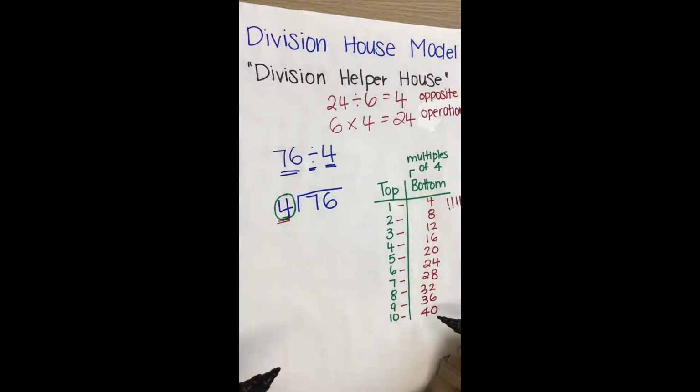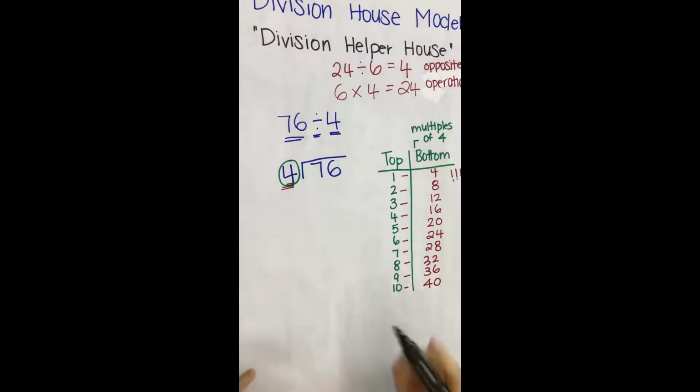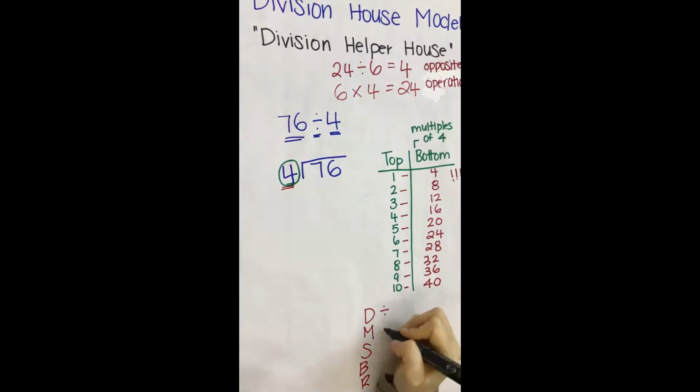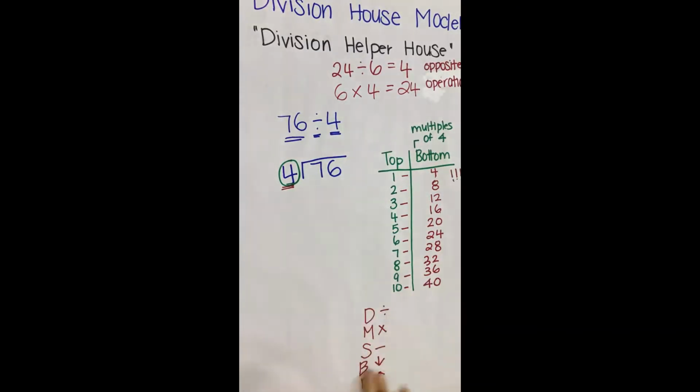Now, after we have done this, I'm going to put my families down. It is Daddy, Mommy, sister, brother, and Roger. Roger is my doggy. Daddy, representing division. Mommy, representing multiplication. Sister, representing subtraction. Bring it down and repeat. Once I have my top, bottom chart and my family chart ready, I'm ready to begin my calculation.